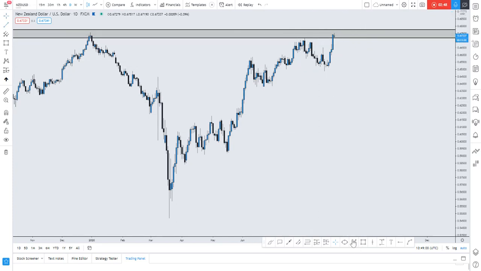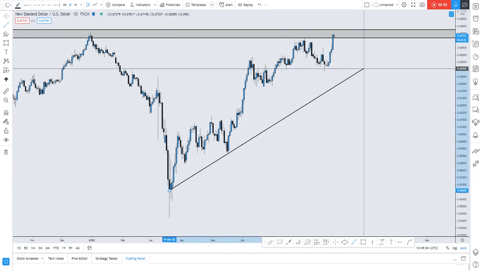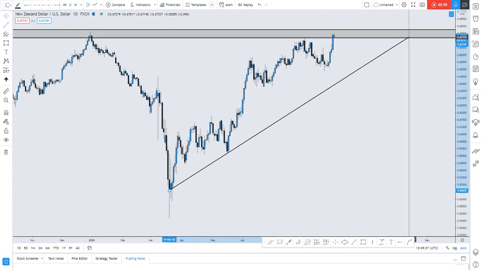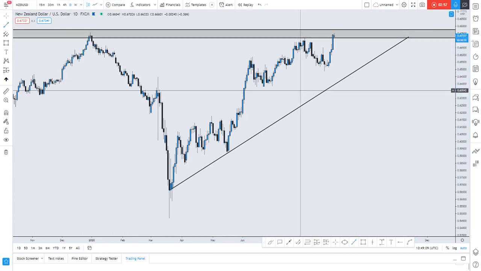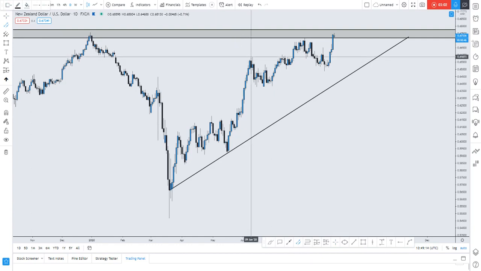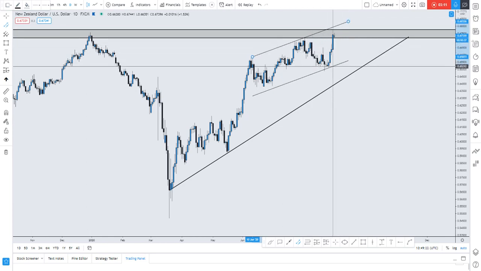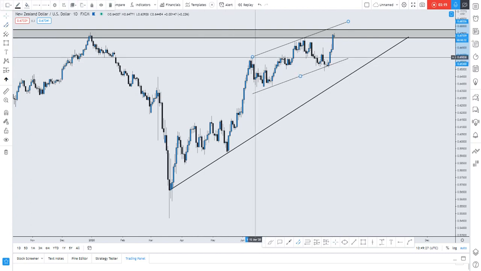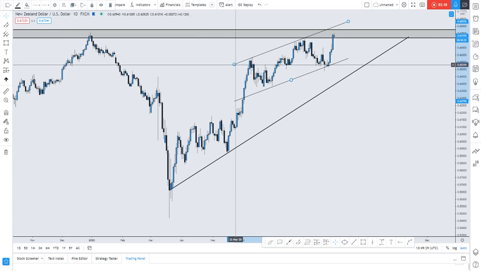So let me mark out the uptrend. Yes, we do have this uptrend. Then we have this ascending pattern in this uptrend. Let me mark out the ascending pattern real quick. So we do have this uptrend and this ascending pattern.